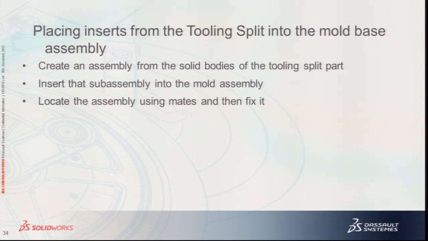One step we might want to do if we're using our tooling split for this main assembly to bring that geometry in, there's a few ways we can work with that. And here's one of the ways, is that we can create an assembly on the fly from a multi-body part. There's an option to save bodies. And we can save those out to individual files and create an assembly on the fly.